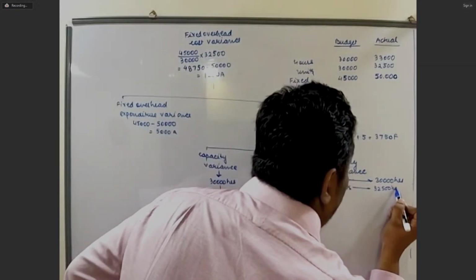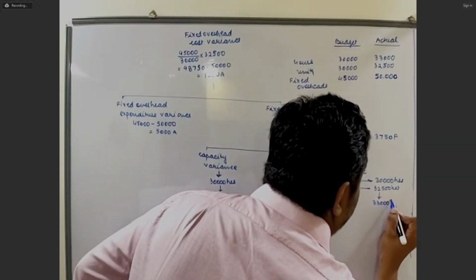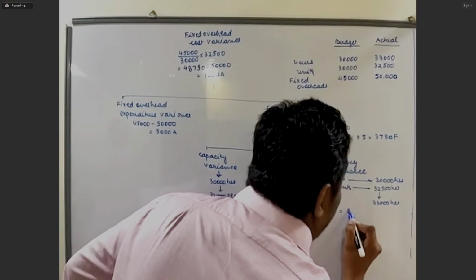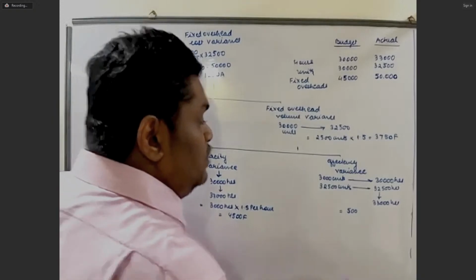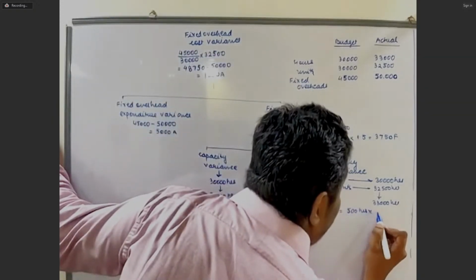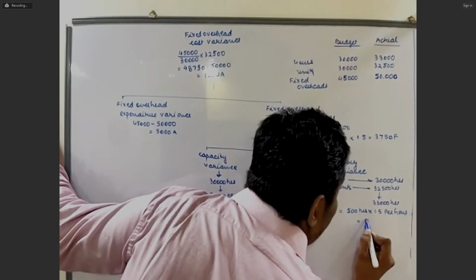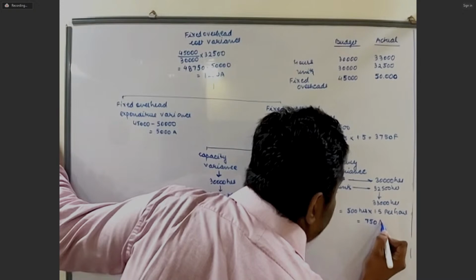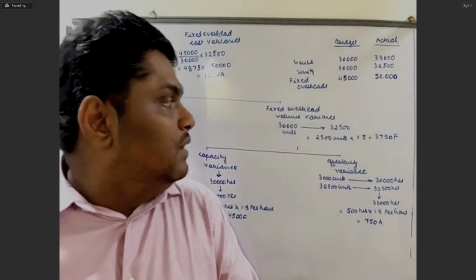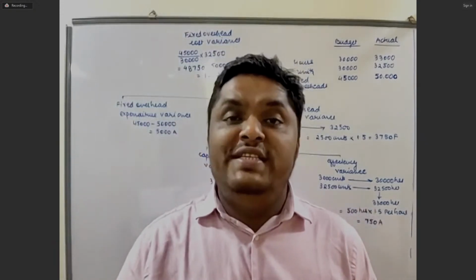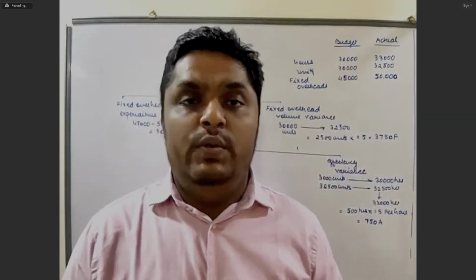32,500 hours. We actually took how many hours? 33,000 hours. So 500 hours is my inefficiency into the rate per hour, that is 1.5 per hour. So this will be 750 adverse. So I repeat again, if no information is given in the question as regards date, then you have to present the solution in this way.